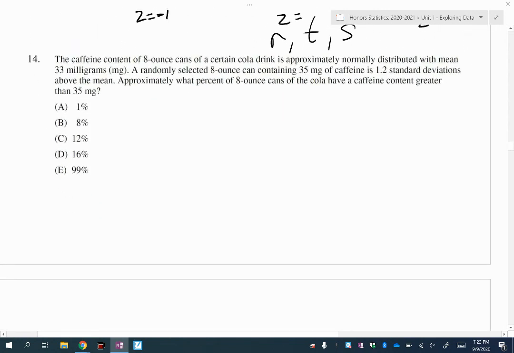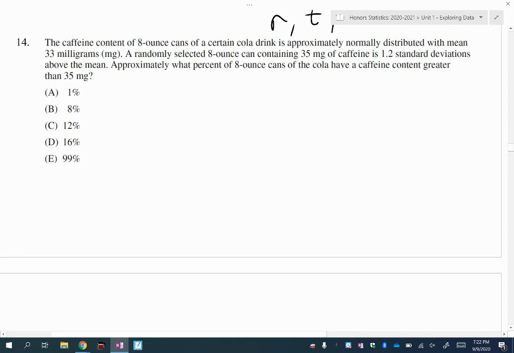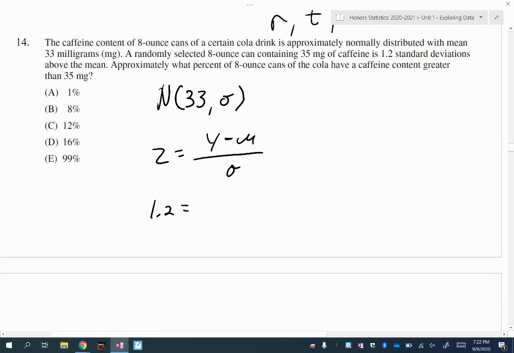Number 14. The caffeine content of 8-ounce cans of a certain cola drink is approximately normally distributed, another normal model, with a mean of 33 milligrams. All right, I don't know, does it say the standard deviation? It doesn't say it yet. A randomly selected 8-ounce can containing 35 milligrams has 1.2 standard deviations above the mean. So I could, if I wanted to, using my formula, actually find sigma because I have 1.2 standard deviations. I have 35 milligrams minus my mean. And so if I wanted to, I have one unknown, I could actually find sigma. But that's not what the problem says.